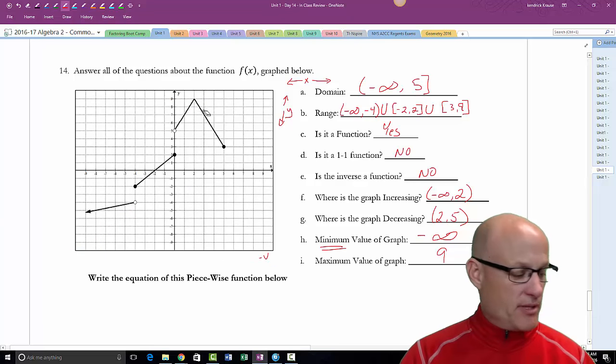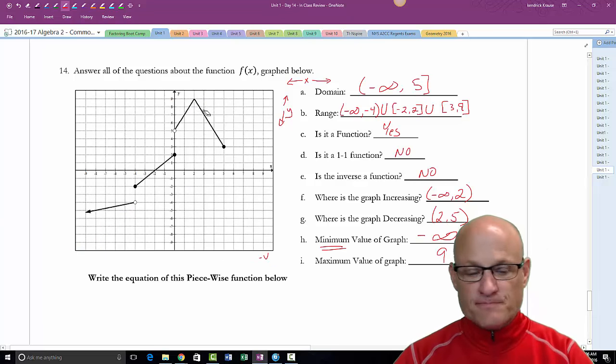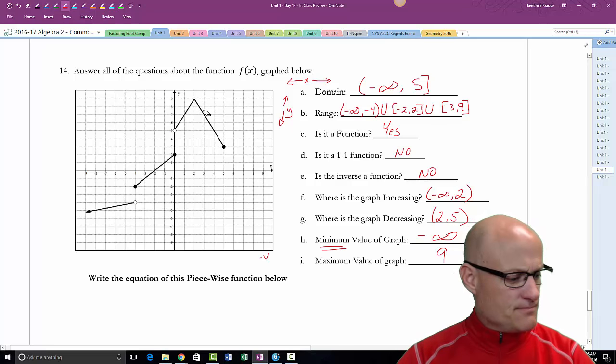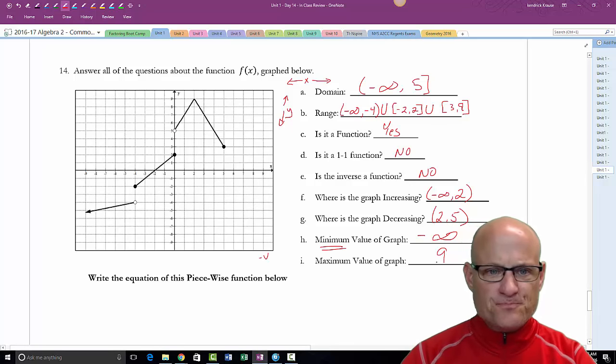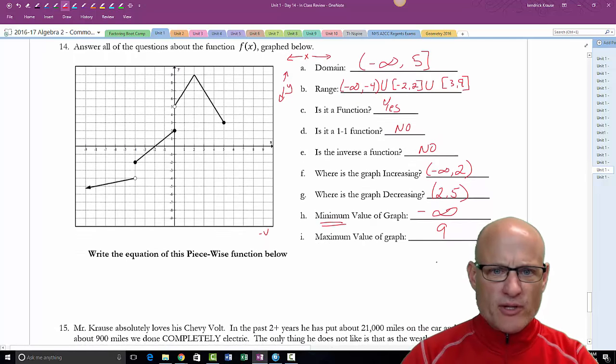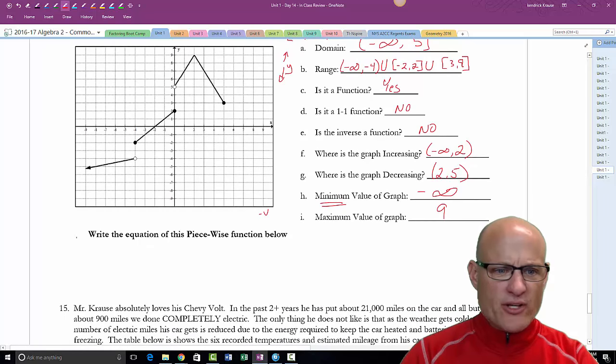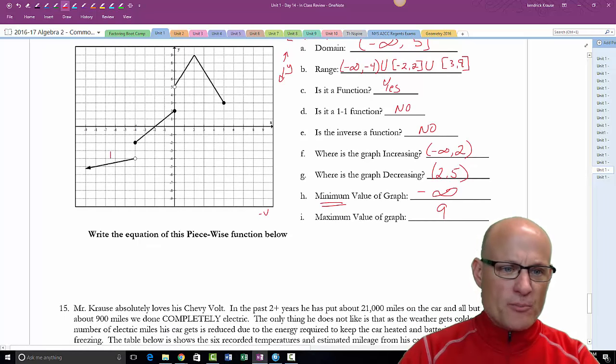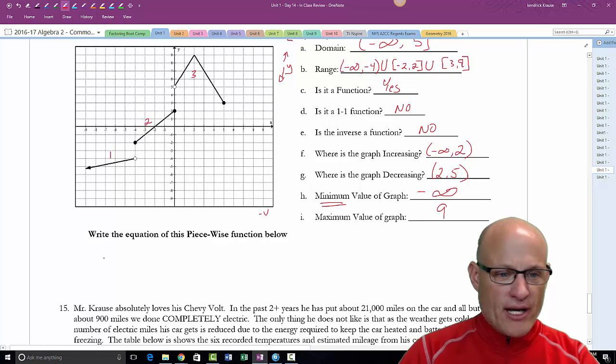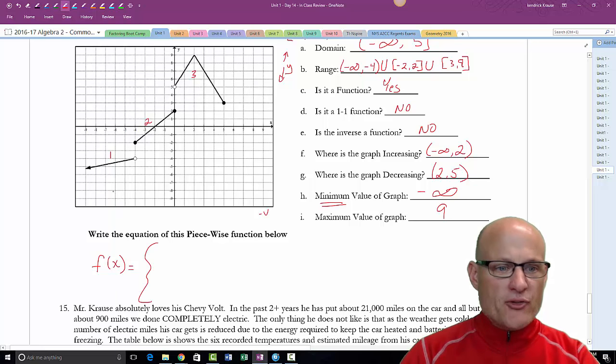So now we've got to talk about the piecewise function. Let me move this up just a little bit so I can get this in here. Notice there are 3 pieces: piece 1, piece 2, and my third piece. So f of x is equal to. All right, let's do this first piece.